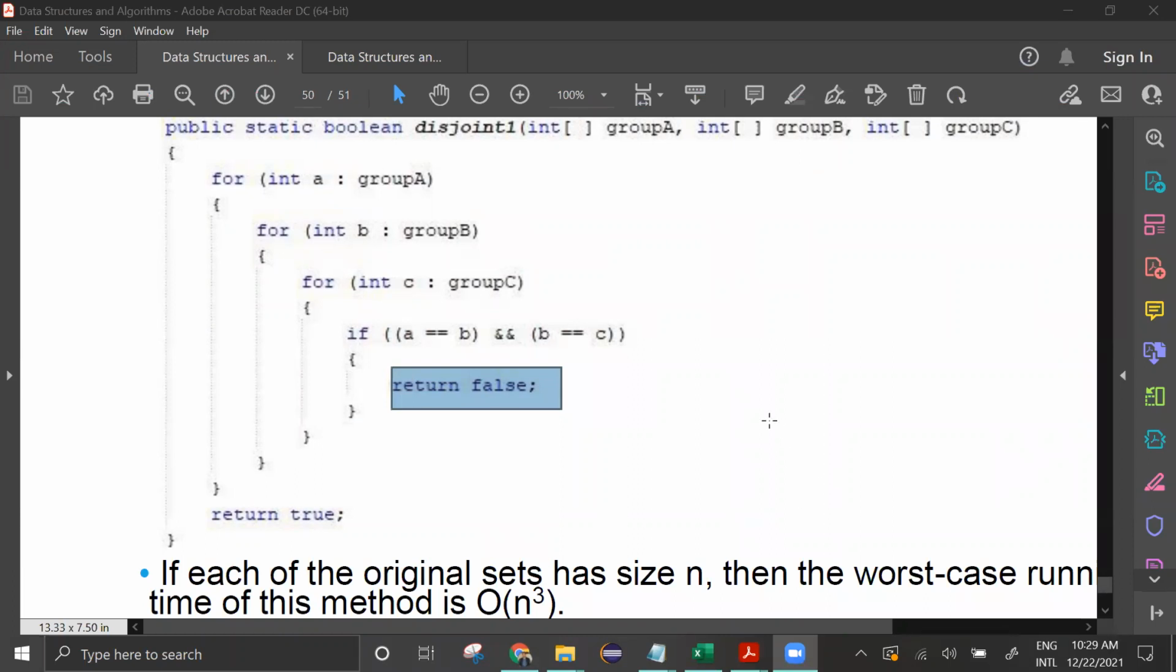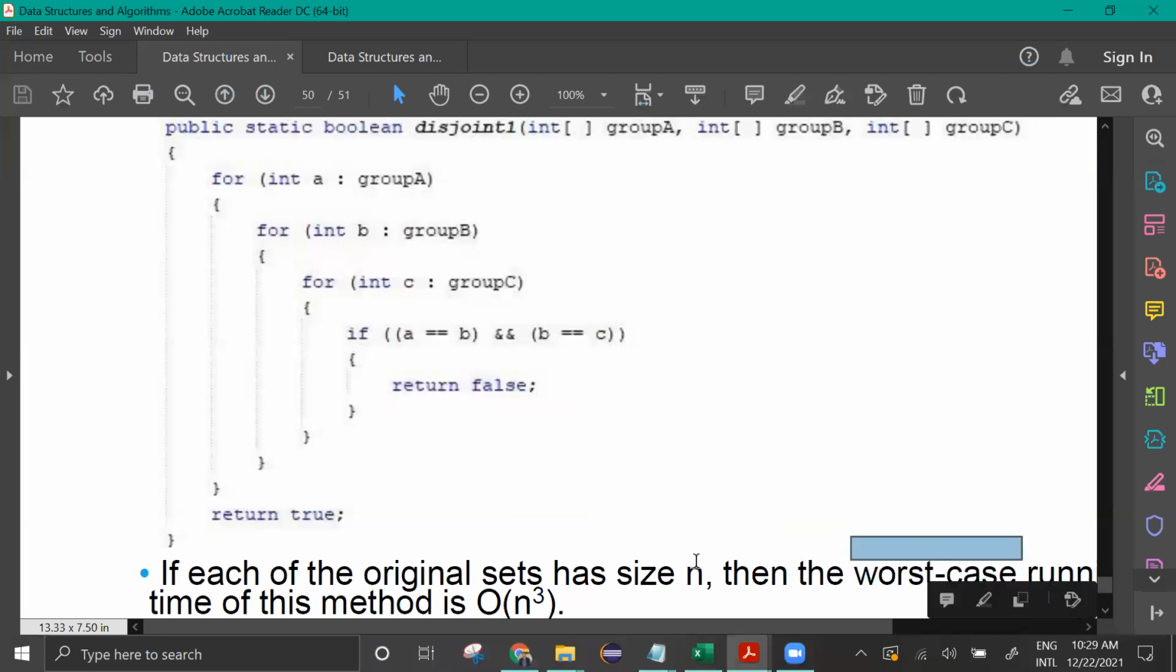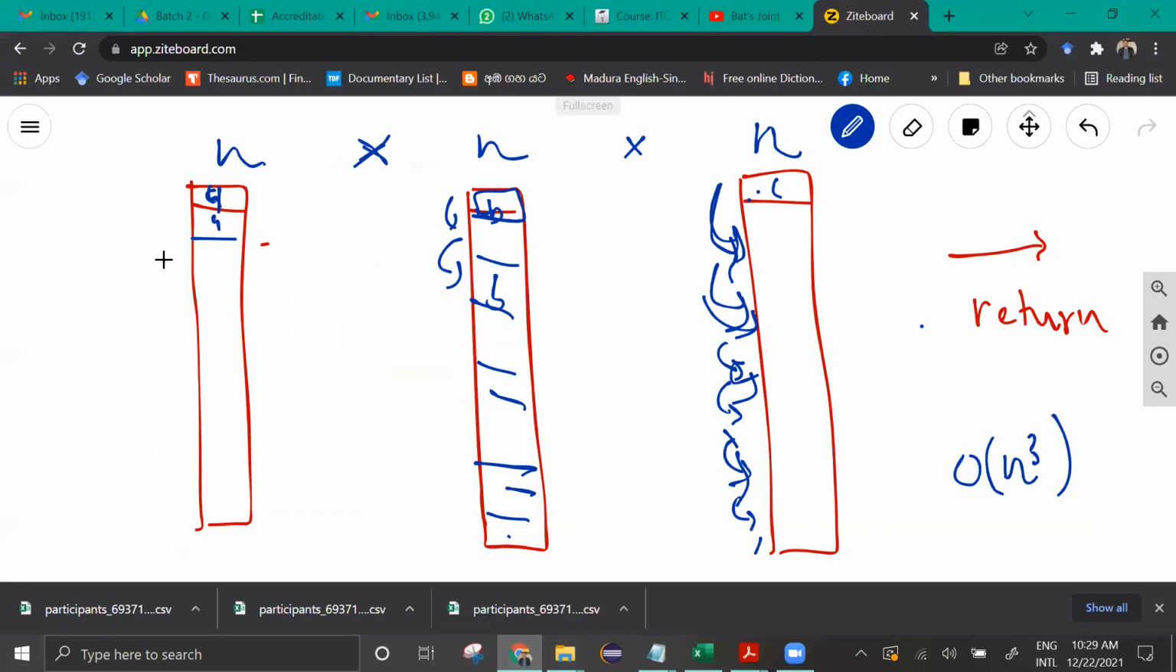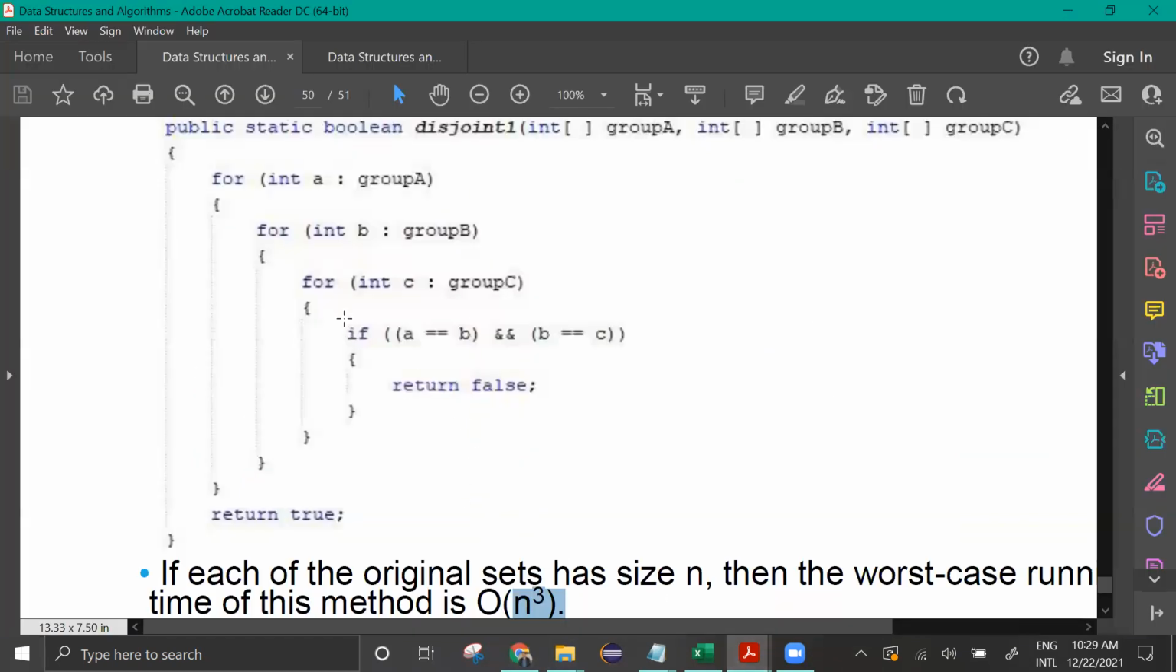Yeah, the reason is we consider the worst case. So here, worst case running time would be n cube. So the worst case would be this condition is not true.